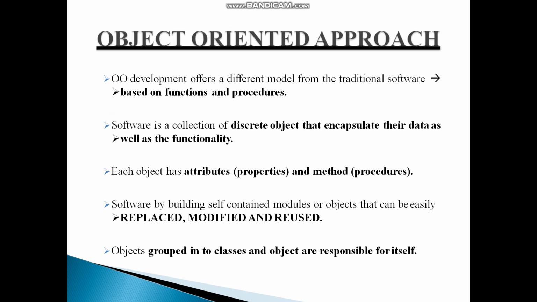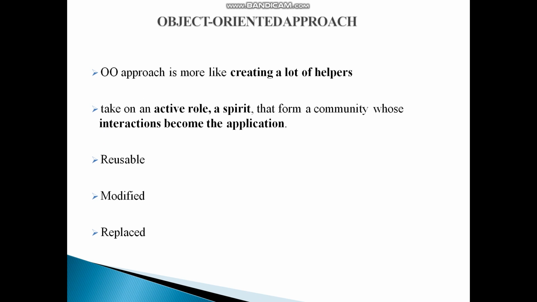It is very easy to replace, modify and reuse. Each and every object is easy to replace, modify and reuse. Objects are grouped into classes, and an object is responsible for itself in the execution of a particular task. This object oriented approach is more like creating a lot of helpers. It is reusable, it can be modified, it can be replaced, and it plays an active role.